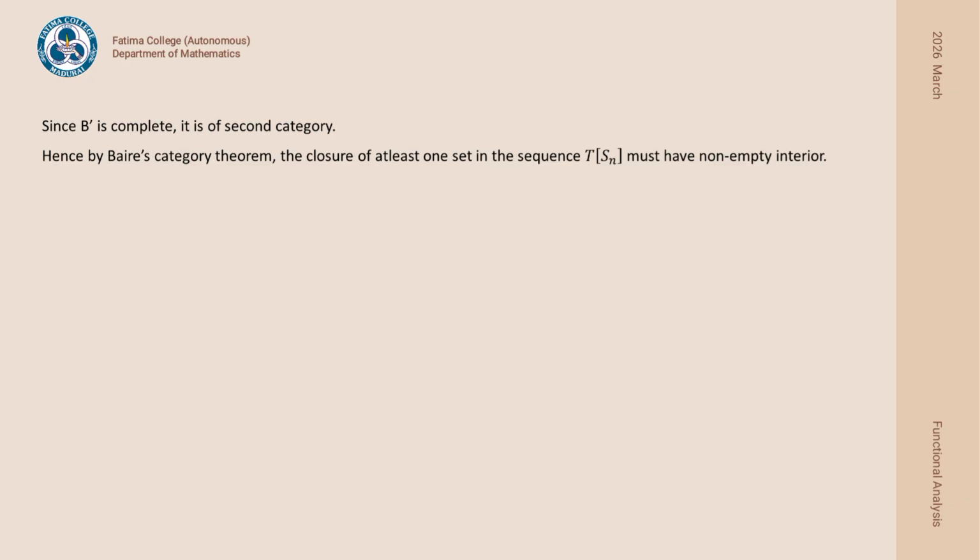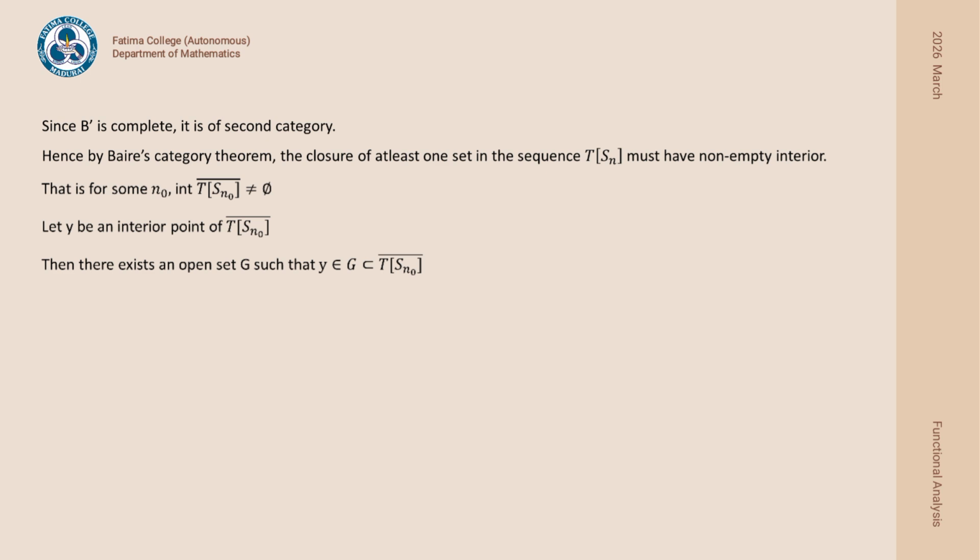Hence, by Baire category theorem, the closure of at least one set in the sequence T of Sn must have non-empty interior. That is, by Baire category theorem, one element in the sequence T of Sn has its closure must have non-empty interior. So, let us take for some n naught, the interior of T of Sn naught closure is not equal to the empty set. Let y be an interior point. Since it is non-empty, let us take y to be the interior point of T of Sn naught closure.